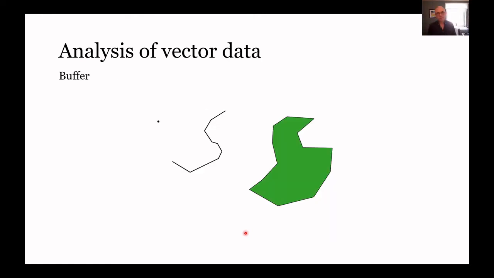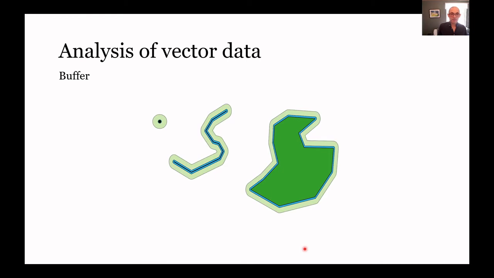Another common analysis for vector is the buffer. So here we have a point, here we have a line, and here we have a polygon, and we're going to buffer them out. Buffering always results in a polygon. So we buffer out like this, say they're buffered twice out here now, to a certain distance.